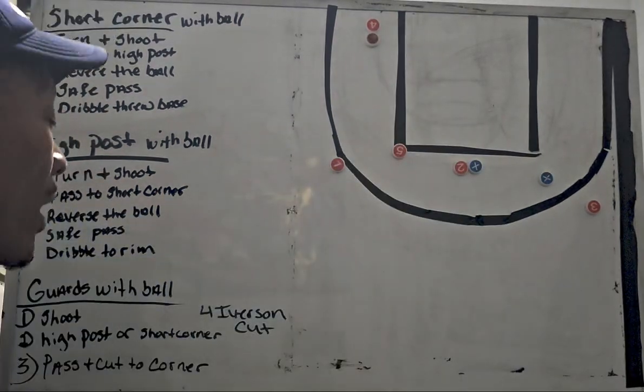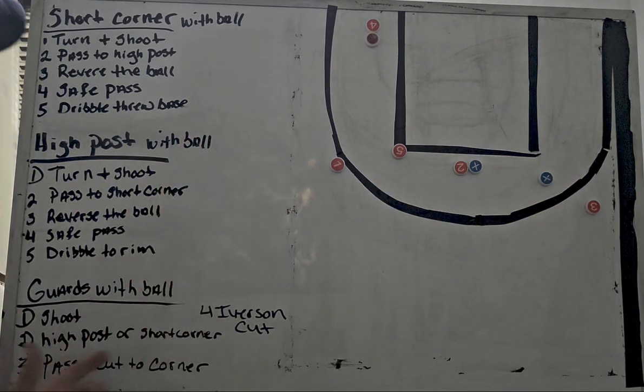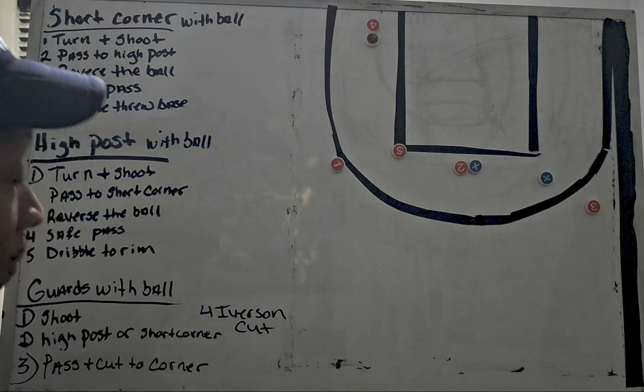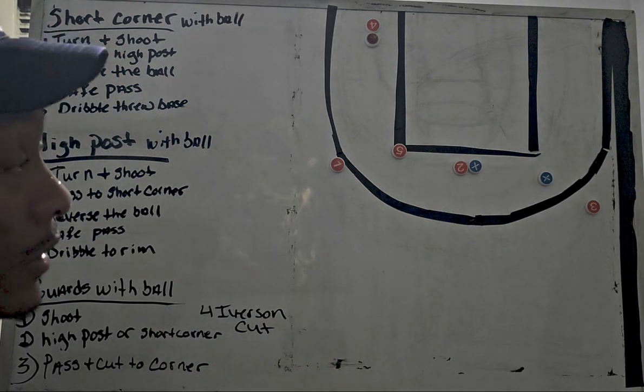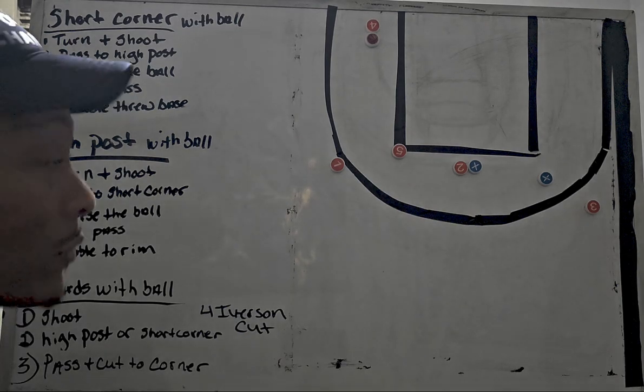So our options are shoot, pass it to the high post or the short corner, pass and cut to the corner, the Iverson cut, or the Iverson cut with the screen. And that is our 41 zone.